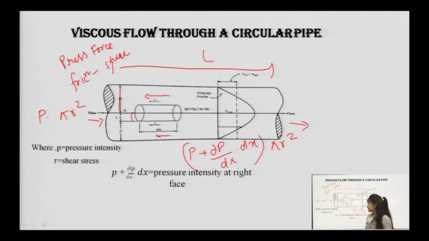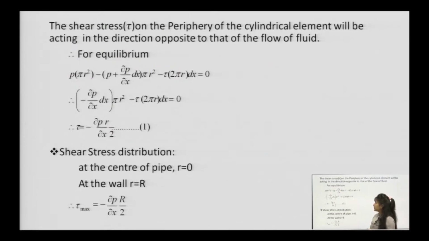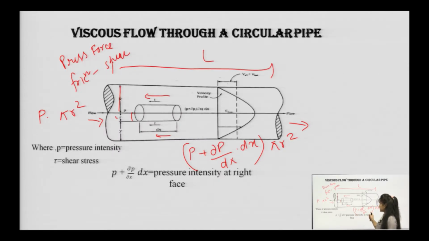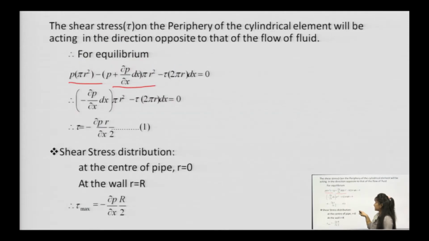So here you can see now we will be doing the summation of net force, and you can calculate that the shear stress on the periphery of the cylinder will be acting in the direction opposite to the flow. For equilibrium, the summation of all the forces should be 0, wherein if you have taken pressure force at inlet positive, then pressure force at outlet will be negative. This is nothing but the same term which we derived previously after covering a distance dx. And then this is the frictional resistance.